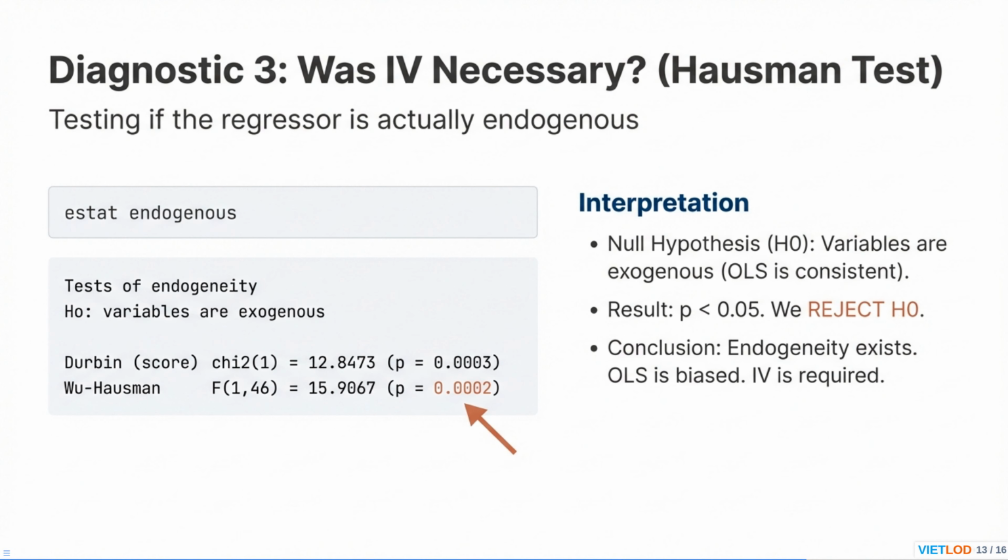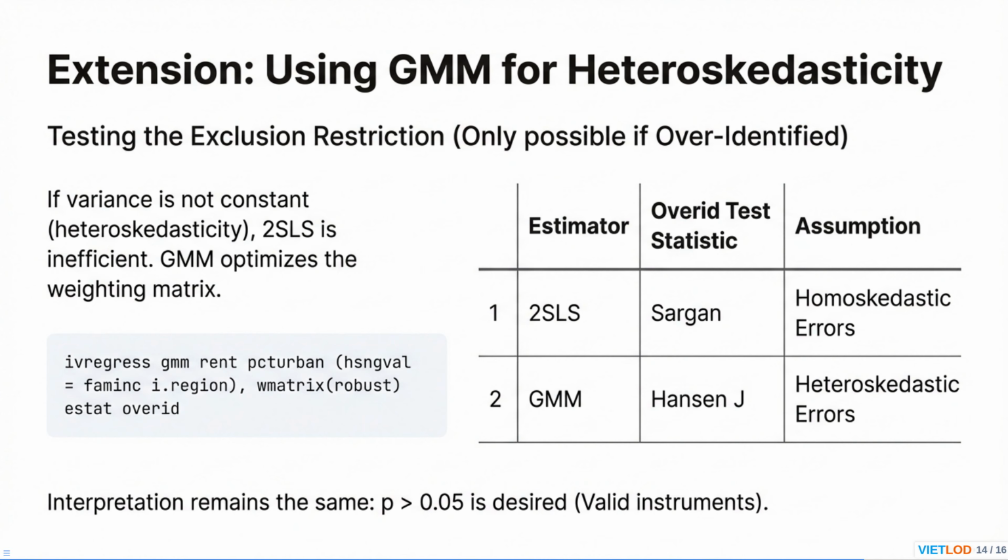Our final diagnostic check is the Hausman test, executed via the estat endogenous command. This test answers the fundamental question: was an instrumental variable approach even necessary in the first place? The null hypothesis here is that your variables are exogenous, meaning OLS would be consistent and actually more efficient. In our results, both the Durbin and Wu-Hausman tests produce extremely low p-values, 0.0003 and 0.0002, respectively. Because these values are significantly less than 0.05, we decisively reject the null hypothesis. This confirms that endogeneity is indeed present in our model.